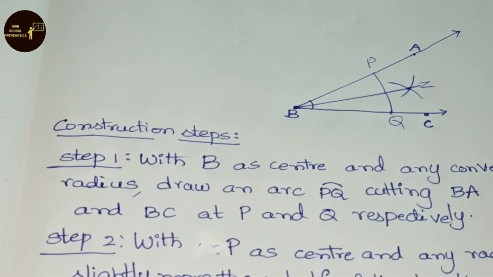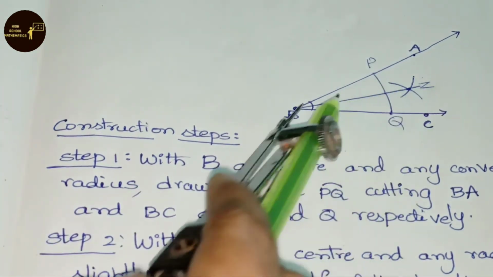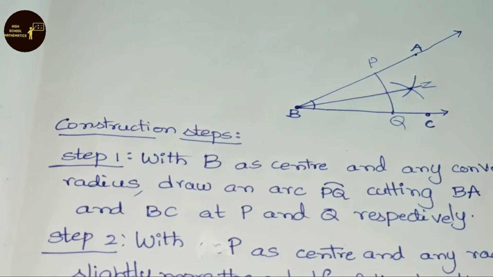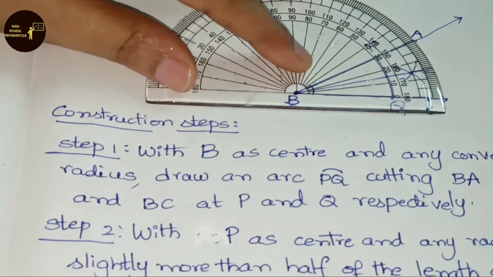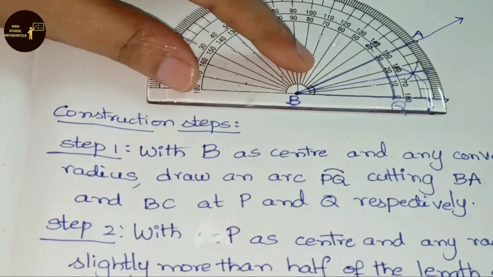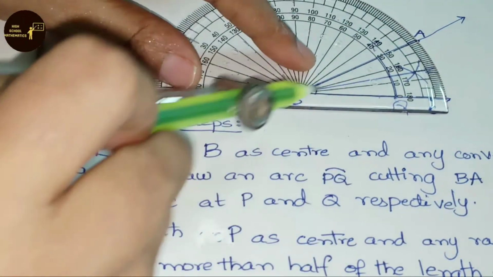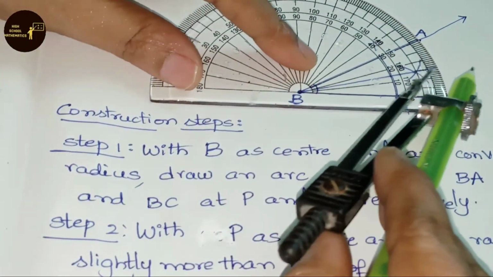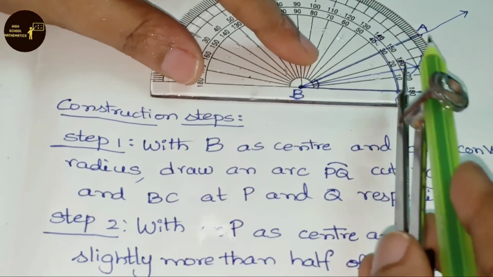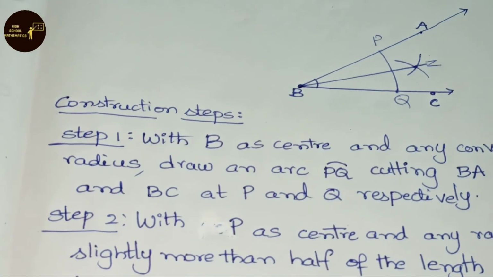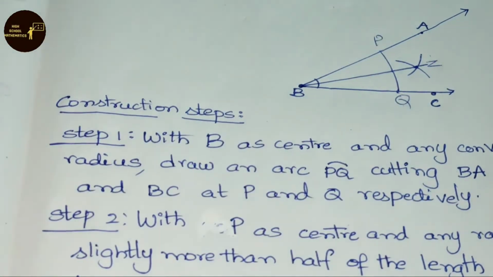If we observe, angle ABZ is equal to angle ZBC. Let us measure them by using protractor. Here angle ABC is 30 degrees. If we measure angle ABZ is 15 degrees and angle CBZ is 15 degrees. Therefore we can say angle ABZ is equal to angle CBZ.